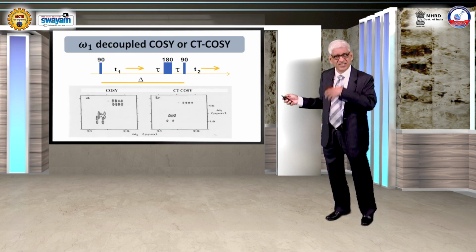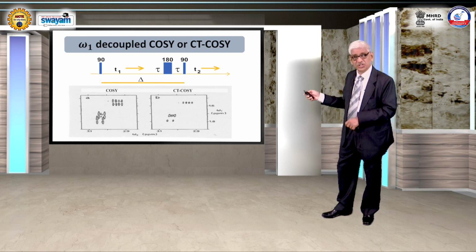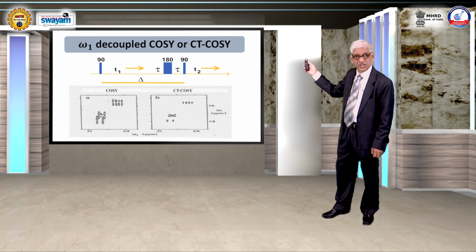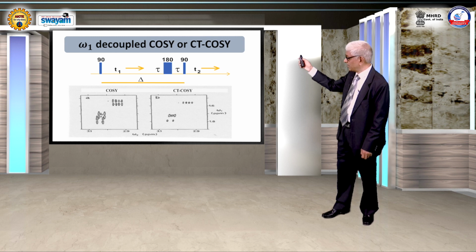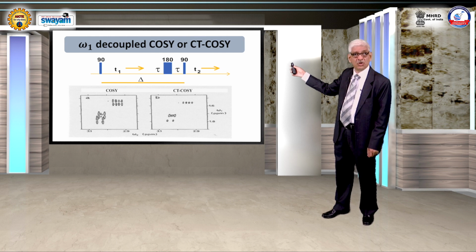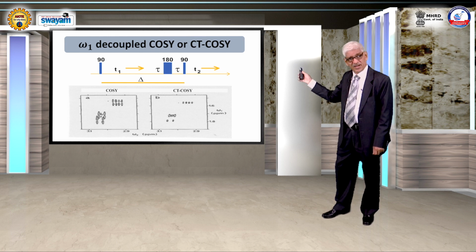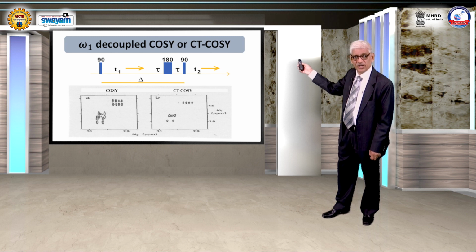And you can do this further. Various kinds of modifications have been made, and the same spin echo sequence you saw earlier is introduced in this experiment as well. This is called omega 1 decoupled COSY or constant time COSY. It is the same as the J-scaled COSY pulse sequence, except that the two 90-degree pulses are separated by a constant time period called delta. It is no longer alpha T1, but a constant. In between you have the T1 period and the spin echo sequence, tau 180 tau. Following that you have the T2 period.